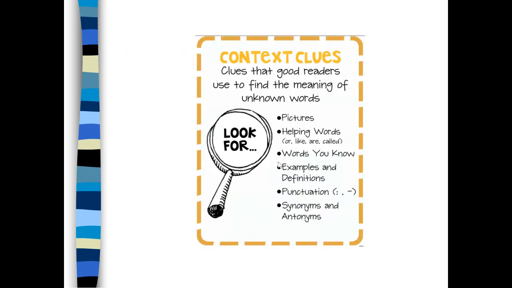We think of context clues when we talk about this type of word recognition. You teach context clues at about 3rd and 4th grade. Note that context clues are the things good readers use to find meanings of unknown words. You can use anything from pictures, other words in the sentence that are helper words, or words that you know that look like that word maybe. There might be examples and definitions. There could be some punctuation that would help in context, and there may be a synonym or an antonym involved in the context around that word.